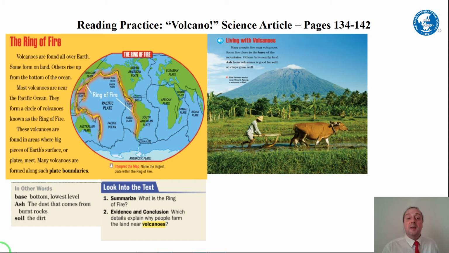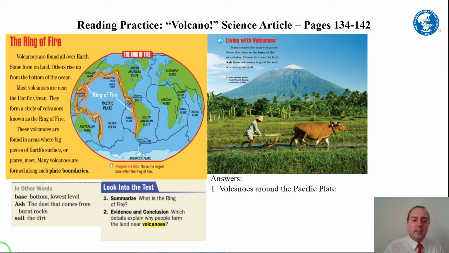Ready? Number 1, what is the ring of fire? We can see from the picture here that the ring of fire is volcanoes that go around the Pacific tectonic plate. We live on the ring of fire. We are very fortunate. We don't have many volcanoes here in Vietnam. But in Indonesia, they have many, many volcanoes. In the Philippines, they have many, many volcanoes. So we are very, very close to the ring of fire. There are many volcanoes around us.